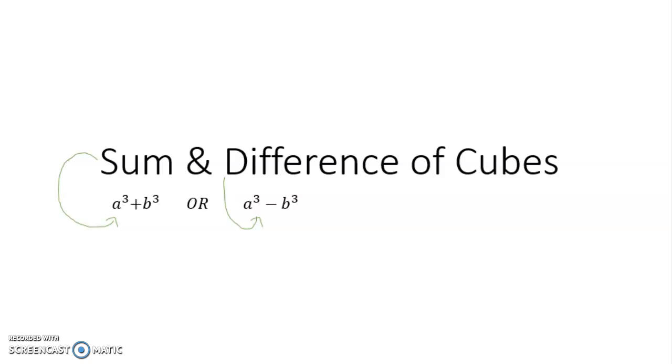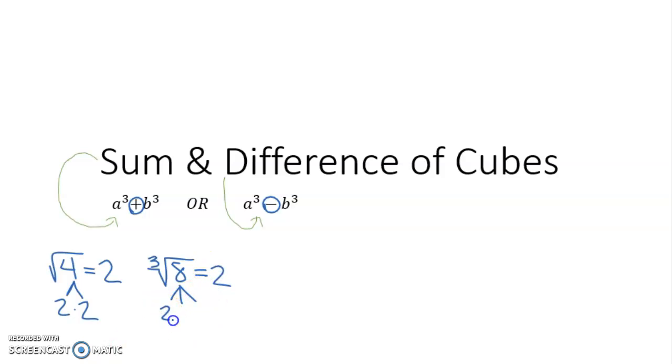So the sum and difference of cubes is exactly what it sounds like. It's the sum, plus, or the difference, subtraction, between two terms that are perfect cubes, meaning you can cube root them. An example of a square root might be 2, because I can break this up into two twos. However, the cube root means you are trying to break it up into 3 things. So another 2 is 8. I can go on to talk about variables with this.